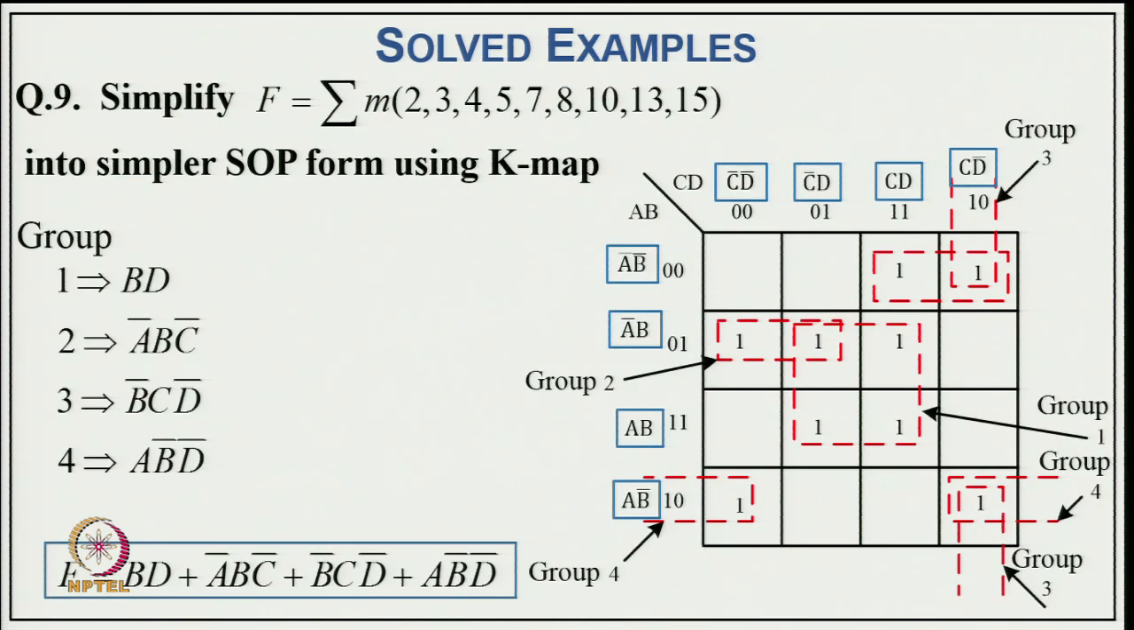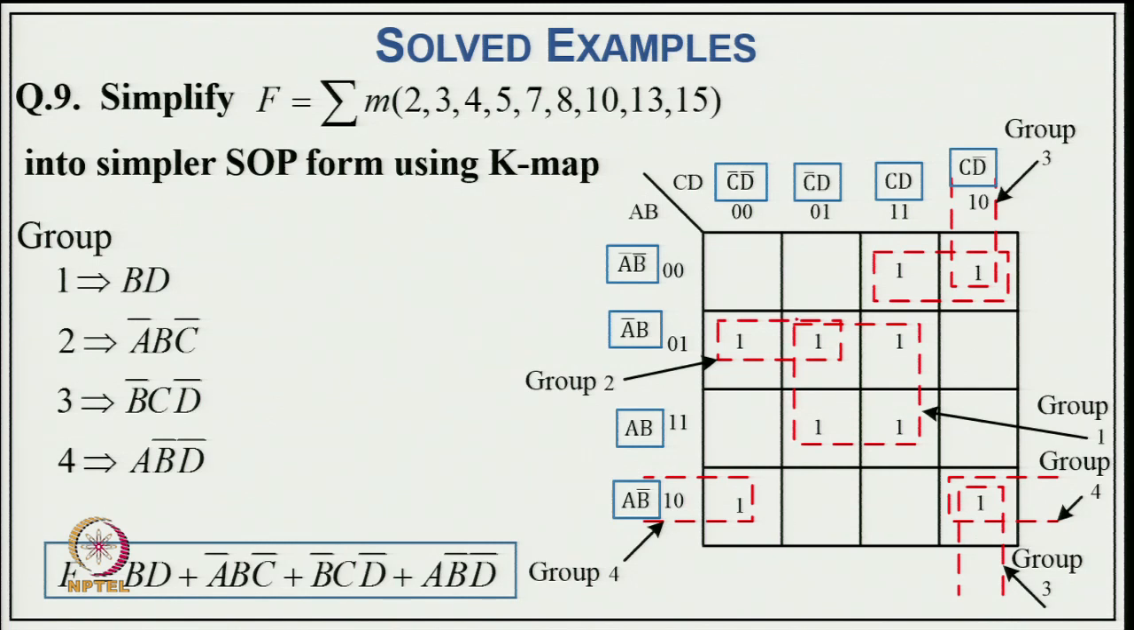Similarly, you have a 4 by 4 map, with the minterms equal to the summation of 2, 3, 4, 5, 7, 8, 10, 13, 15. You map all these 1s for all minterms, and now you combine them in different groups, like a typical example of a group of 2, group of 4, group of 2, and only 1. This group can be combined with this group and this group. So corners can be combined: this with this and this with this, these 2, these 4 and these 2.